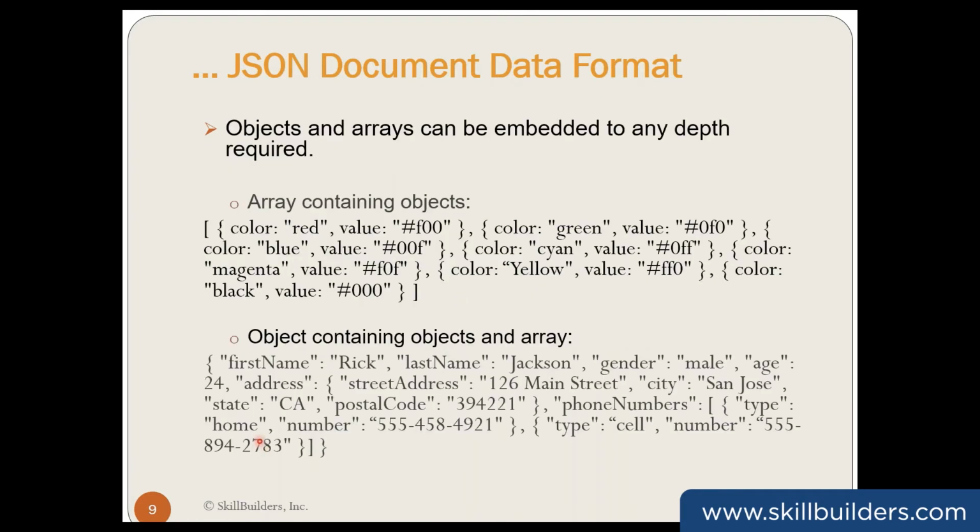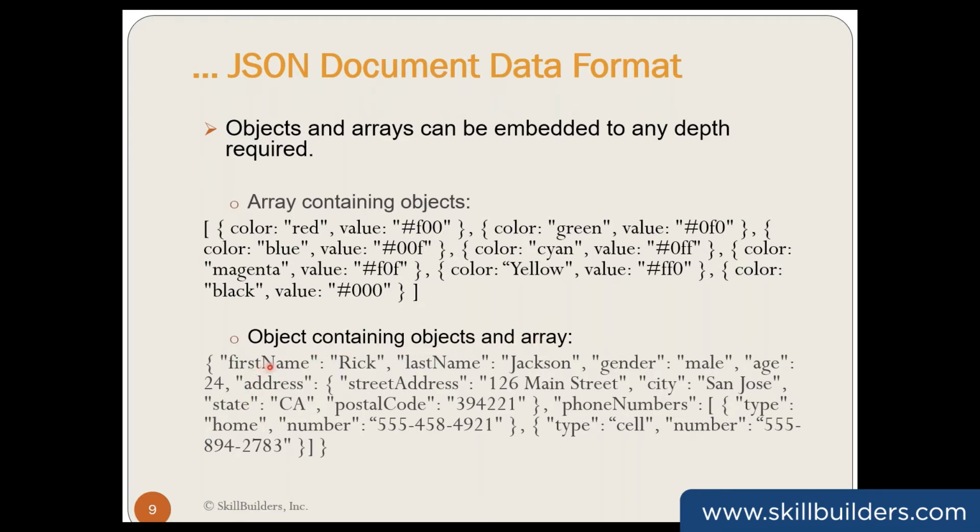And you can get pretty sophisticated. Here's an array containing multiple objects. They're all the colors. Look at this. Here's an array, square brackets, and within it, I have curly braces. And this can be embedded in something else. Here's an object containing objects and an array.